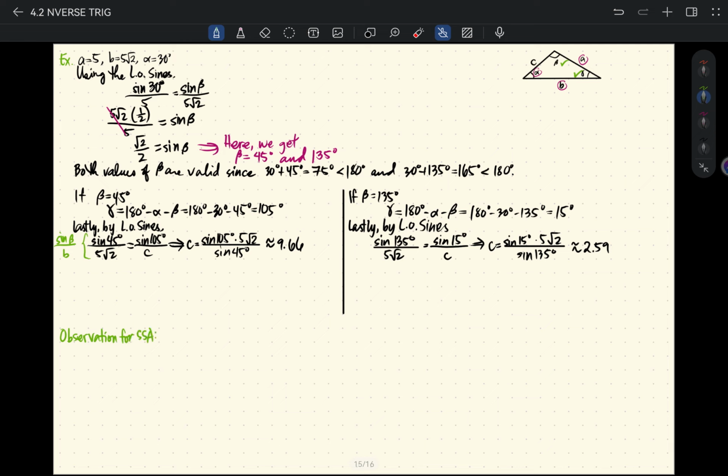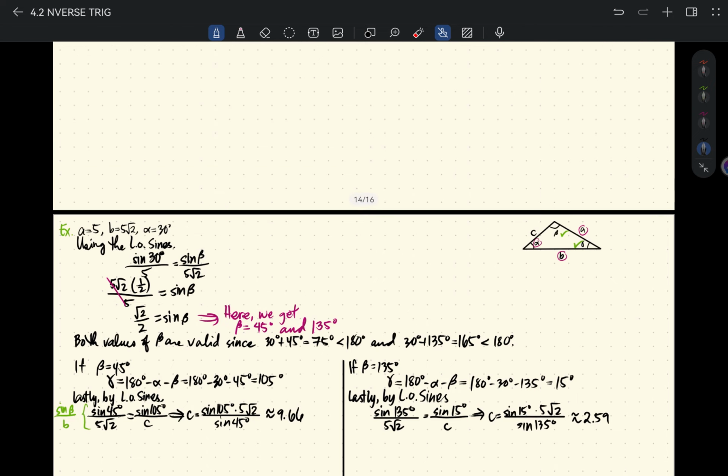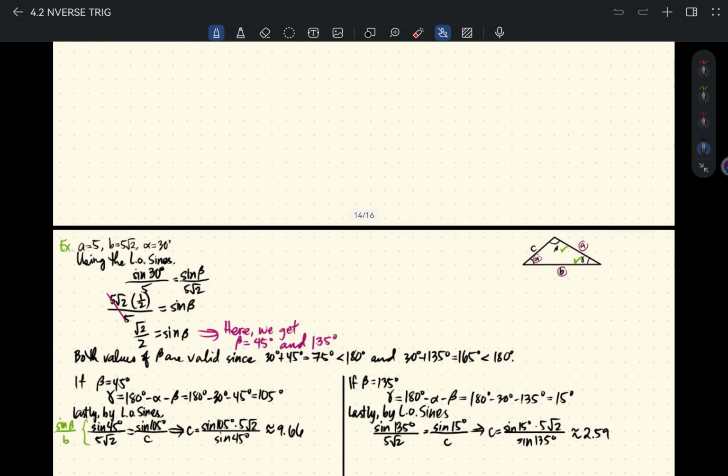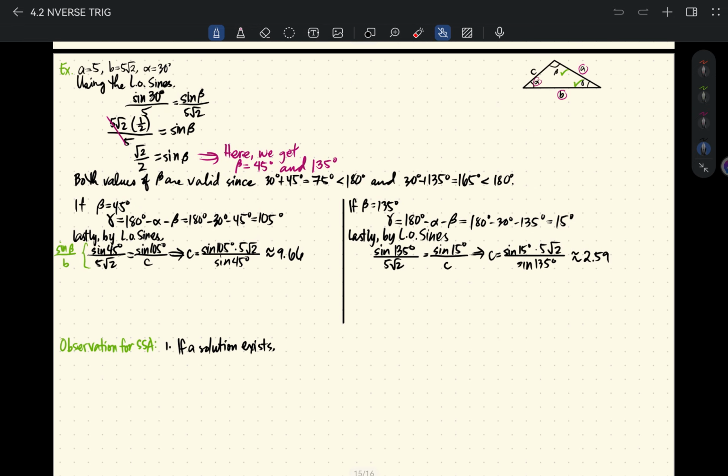First one is, if a solution exists, what have we seen? In this example, you have two triangles, but in the other example, you have just one triangle. So if a solution exists, there can be one or two solutions. And that's why we call this the ambiguous case, since if the solution exists, you're not yet really sure if there are one or two solutions.